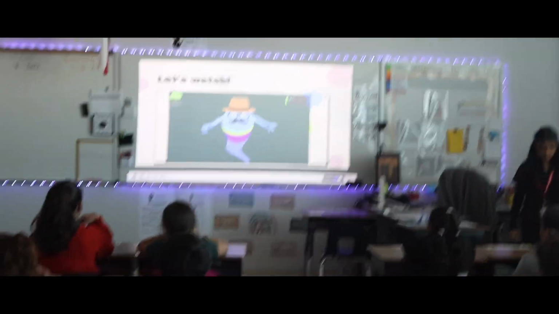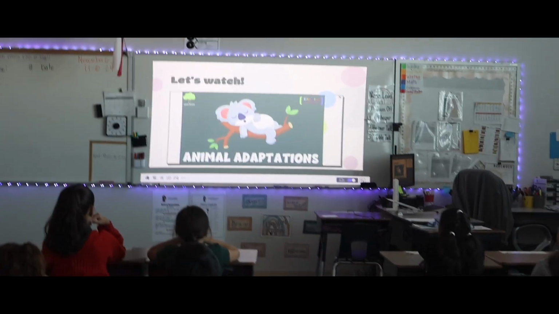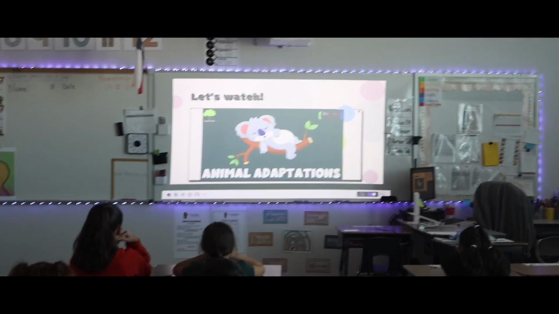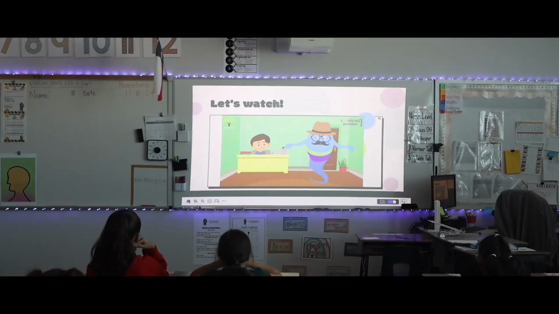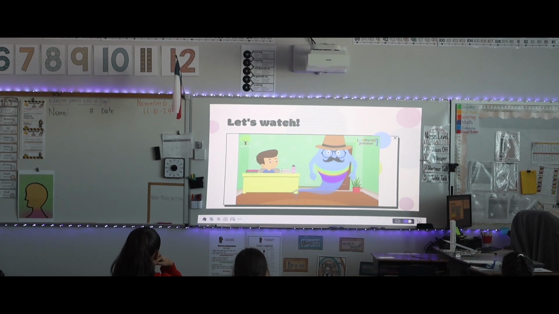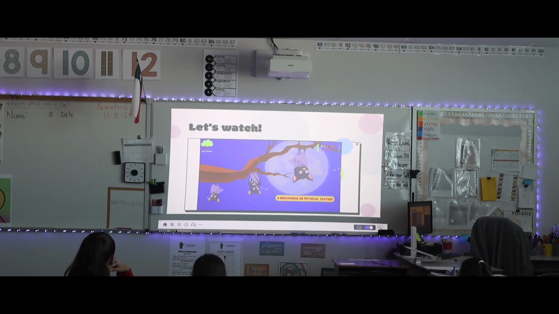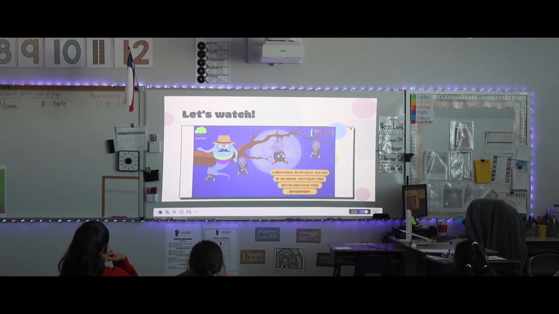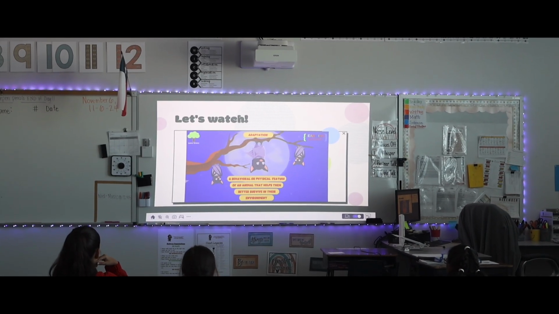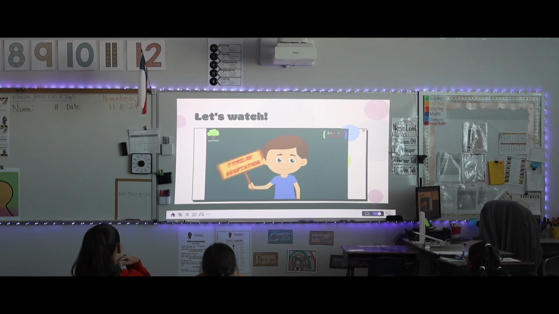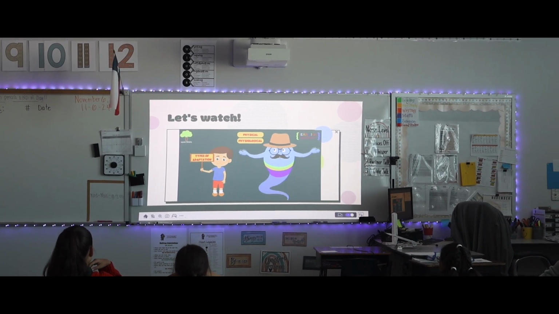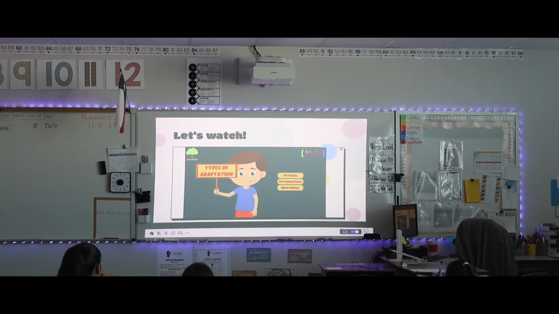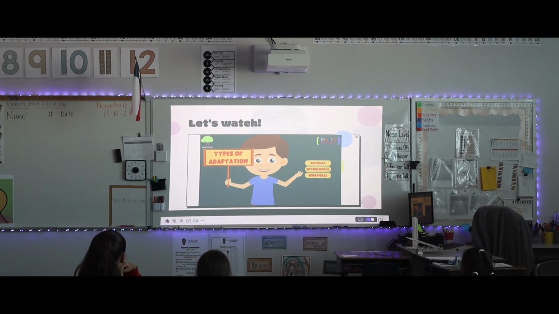Hello, friends. Today, we'll learn about animal adaptation. You have an assignment on the topic. Let me help you on this. A behavioral or physical feature of an animal that helps them better survive in their environment is called an adaptation. Adaptations could be physical, physiological, or behavioral. Let's understand this one by one.